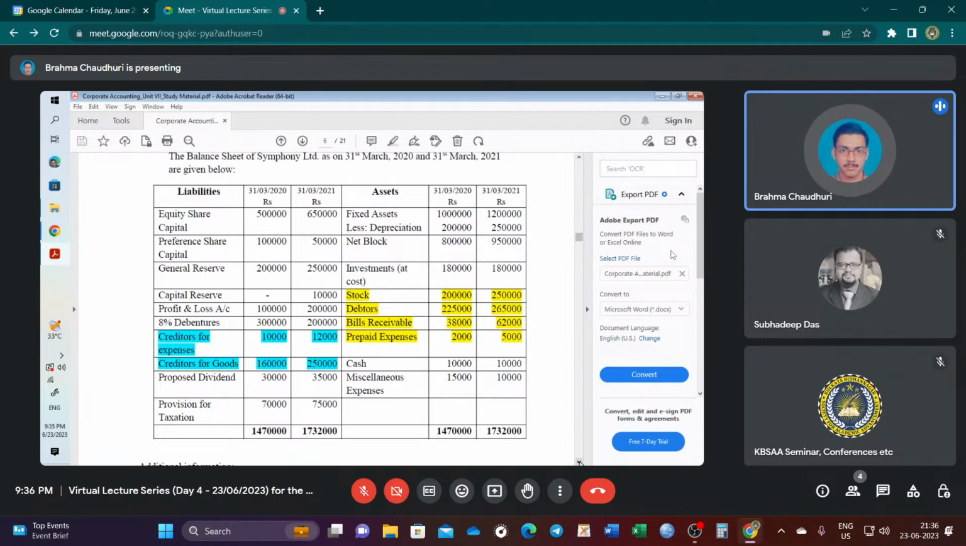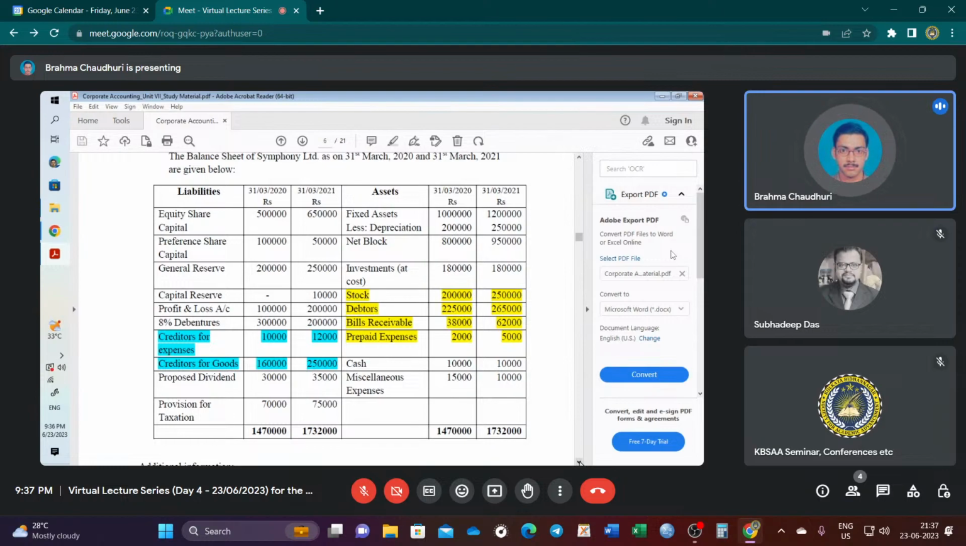So far as the non-cash current assets are concerned, that means except the cash, like stock, 2 lakh to 2 lakh 50,000, it has increased by 50,000. Debtors were 2 lakh 25,000, now 2 lakh 65,000, again an increase. Bills receivable 38,000 to 62,000, and prepaid expenses from 2,000 as on 31st March 2020 to 5,000 as on 31st March 2021. So all the current assets have increased as well as the current liabilities have increased.